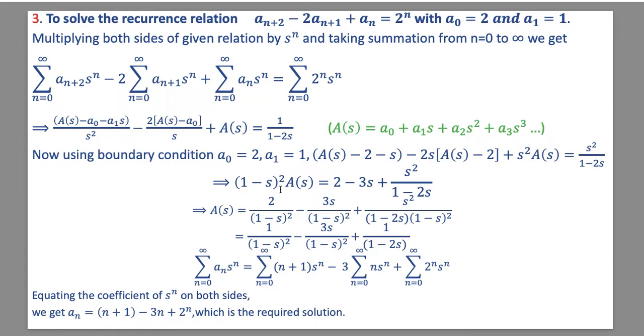Shift other terms to right hand side. So this is 2 minus s, and this is minus 2s into minus 2, minus 4s, minus will be plus 4s minus s, 3s, so this is minus 3s, and this is s square upon 1 minus 2s. It means As is equal to 2 upon 1 minus s whole square minus 3s upon 1 minus s whole square plus s square upon 1 minus 2s into 1 minus s whole square.